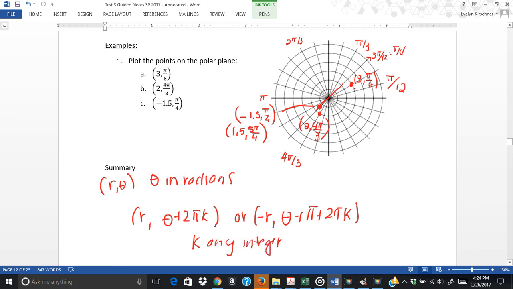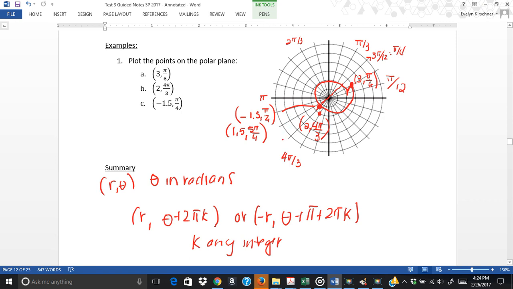So remember, I could call this 3, pi over 6, but if I go around like this, it's really also 13 pi over 6. So I could have called this 13 pi over 6, right? And here, if I'm having negative 1.5, pi over 4, the negative r, right, or I should look at here, if I call this negative 3, 7 pi over 6, then I would add pi, and then 2 pi k to get where I wanted.